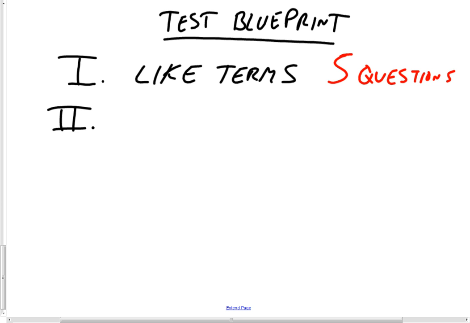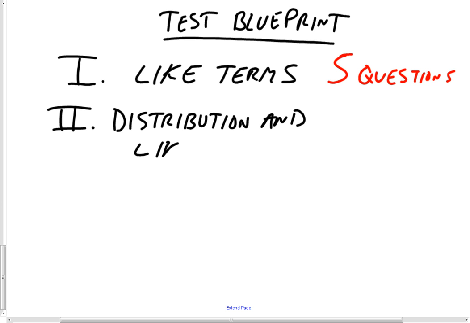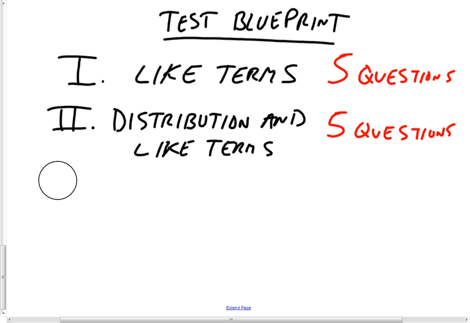Number 2, distribution in like terms. Same thing, but you've got to do the distributive property first. 5 more questions. I'll do this in blue because the blue stuff is really the newer stuff. That is a repeat of what we did at the end of Unit 1.